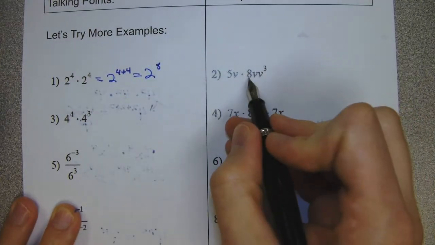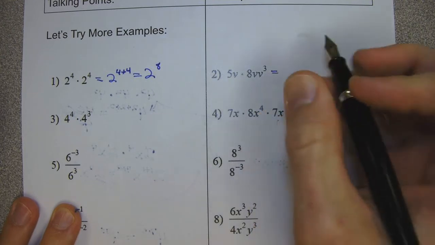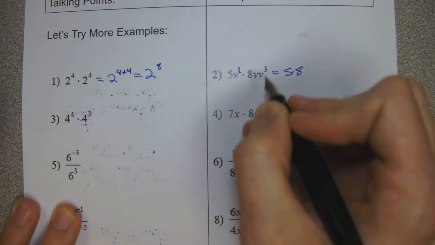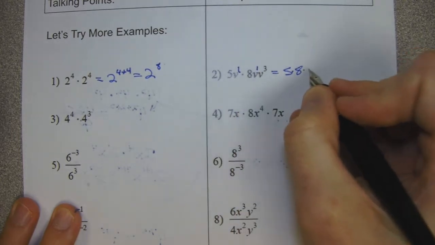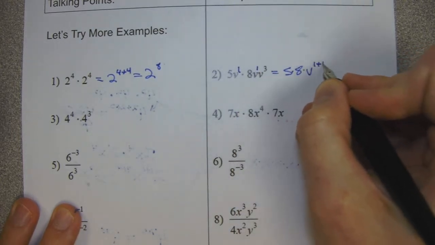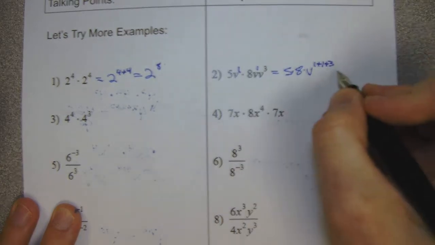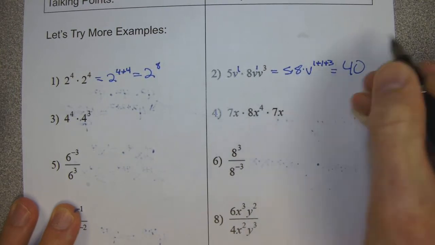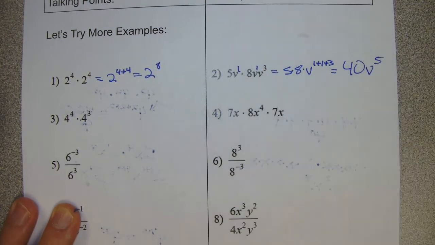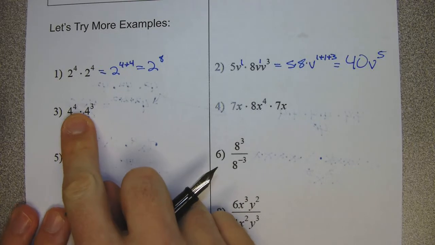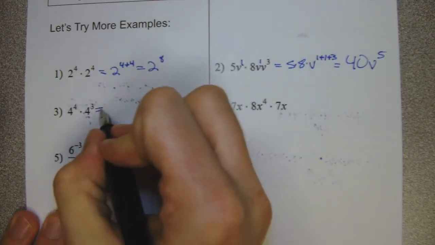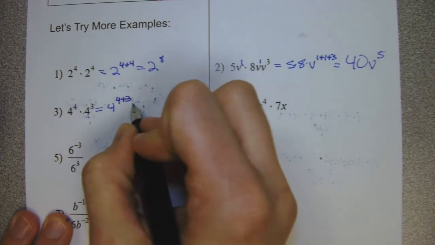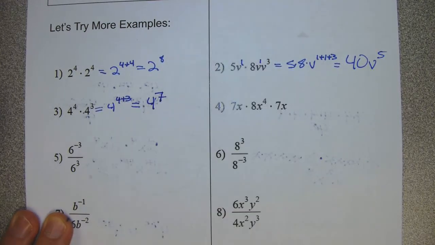All right. Notice I've got coefficients here, so we can multiply those. So we can do 5 times 8 here in just a second. And then I've got v to the 1st, v to the 1st, and v to the 3rd. So that is v, 1 add 1 add 3. Right? So I've got 40. And then v to the 1, 1, and 3 is 5. So 40 v to the 5th. Right? Here we've got our common bases, 4's, taken to the power of 4 add 3. So that is simply 4 to the 7th.